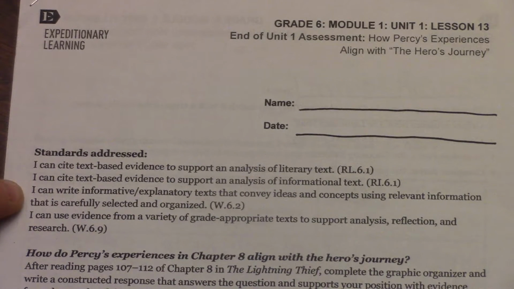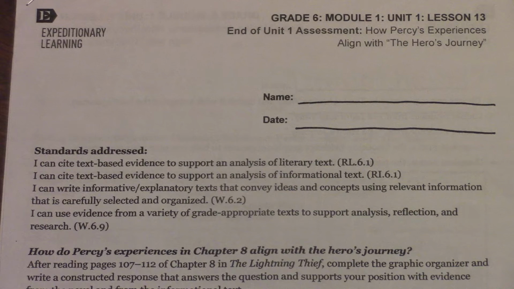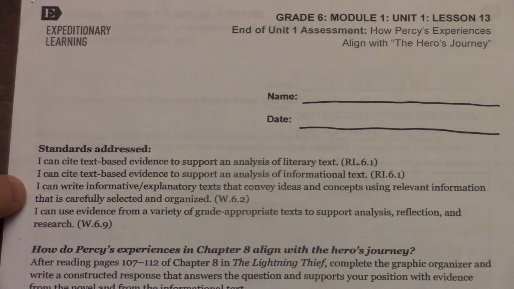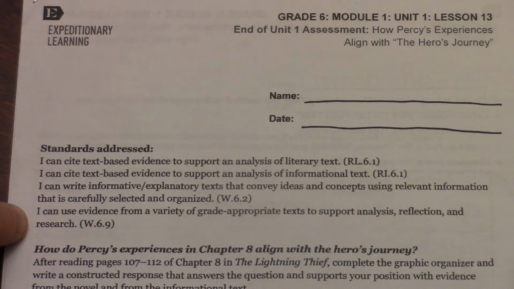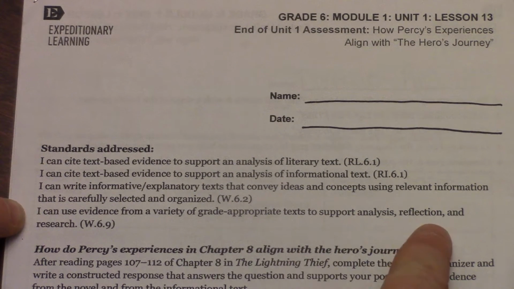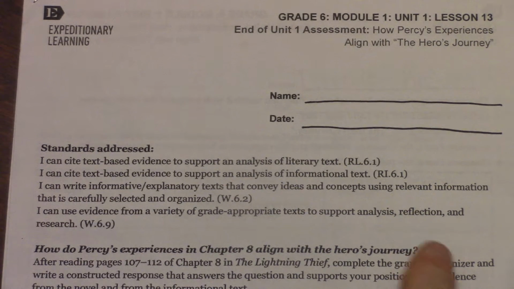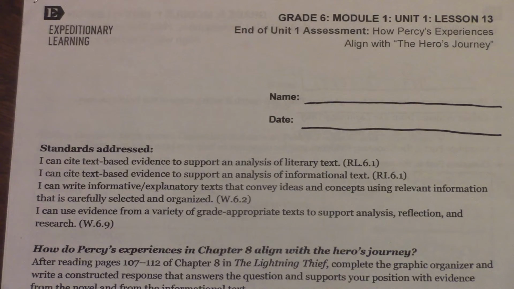I can write informative explanatory text that convey ideas and concepts using relevant information that is carefully selected and organized. Basically, that just means you can write a decent paragraph that incorporates what you choose from the hero's journey and the lightning thief. I can use evidence from a variety of grade appropriate text to support analysis, reflection, and research. Your variety is going to come in the form of the hero's journey and the lightning thief.